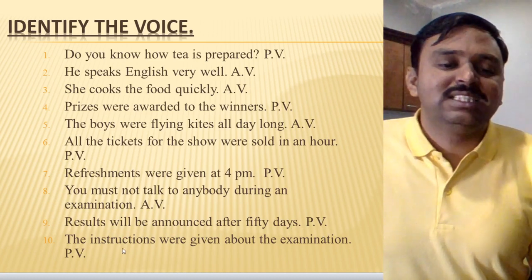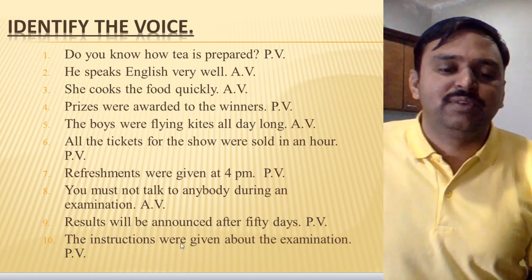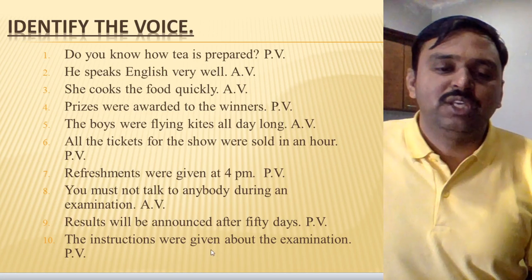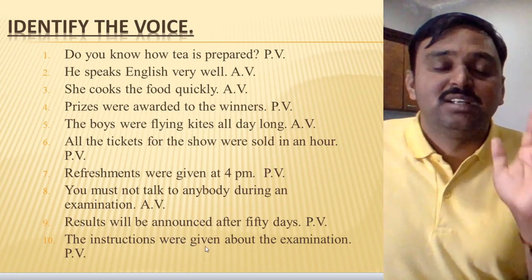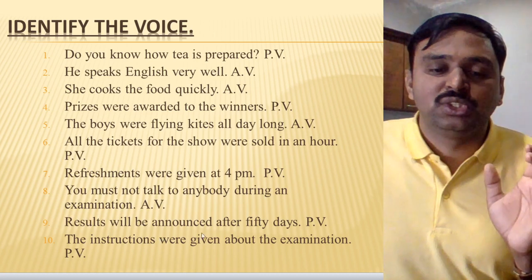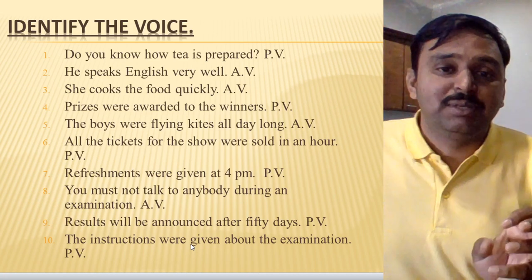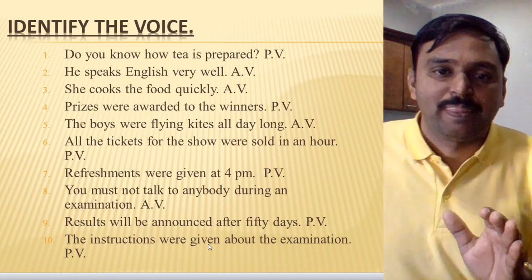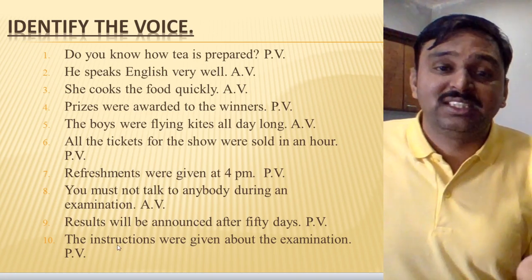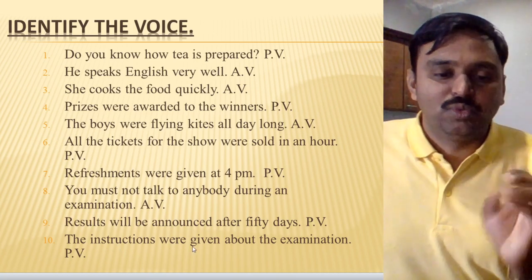Number 10. The instructions were given about the examination. Now here, the instructions were given. Were, the to be form, is mentioned. Given, the V3 form, is mentioned. So dear children, please note that whenever the to be form plus the V3 form is mentioned, it is definitely an example of passive voice. Were given, to be form plus V3 form, is mentioned there, and for that purpose it is passive voice. The instructions were given. And who has given the instructions? The subject is not mentioned here. So for that purpose you must use passive voice only.